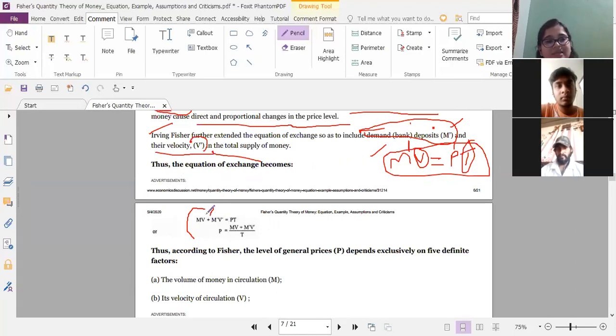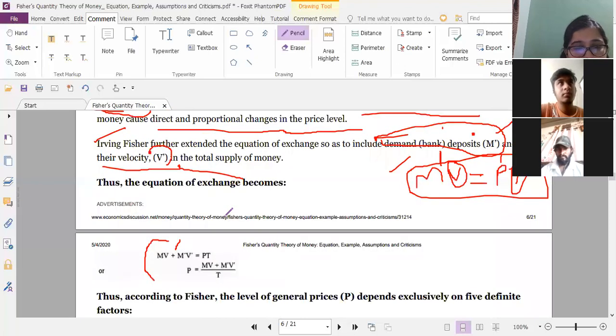Thus the equation becomes like this. Now if you include M dash and V dash, you can see they are included in this equation. What you put in here is the M dash and V dash value. You need to add it with MV is equal to PT. Then again, the same P, and T you can transpose to this side, the left hand side. Then you get P is equal to MV plus M dash V dash by T.